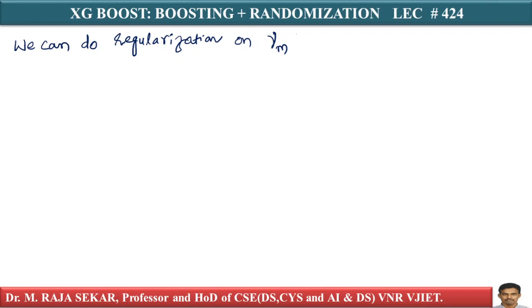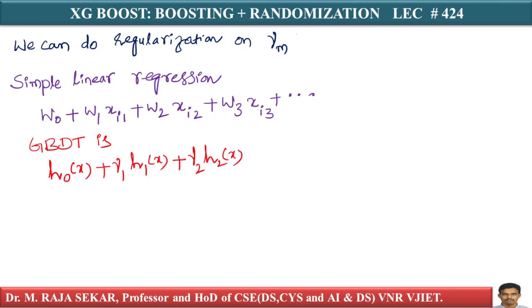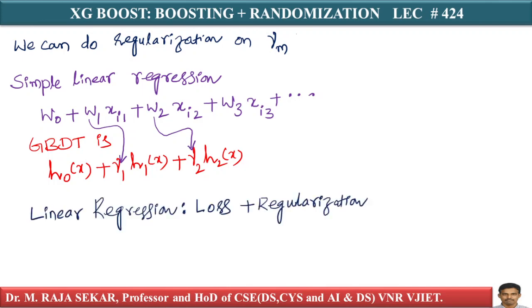What is simple linear regression? w0 plus w1 xi1 plus w2 xi2 plus w3 xi3 and so on. What is my GBDT? It is h0(x) plus gamma1 times h1(x) plus gamma2 times h2(x). Here the gammas are like weights. Gamma1 is just like w1, gamma2 is like w2. In linear regression it is loss plus regularization, and this regularization could be L1 or L2 regularization.